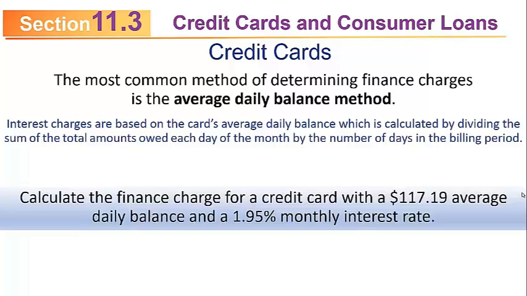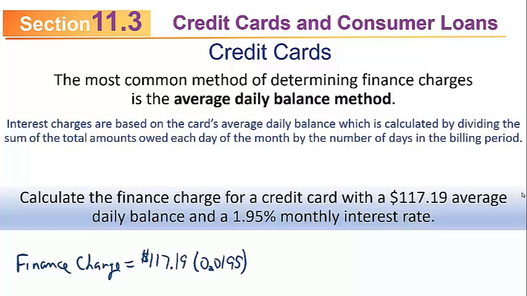For example, if I ask you to calculate the finance charge for a credit card with a $117.19 average daily balance and a 1.95% monthly interest rate, all you would need to do is multiply the given average daily balance of $117.19 times the monthly interest rate, which as a decimal is 0.0195. And that gives you, rounded to the nearest cent, a $2.29 finance charge.